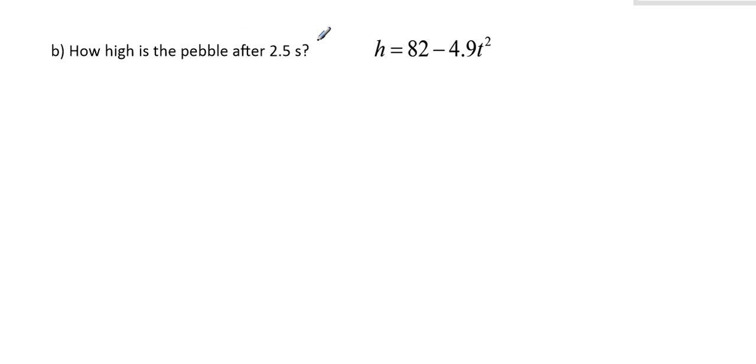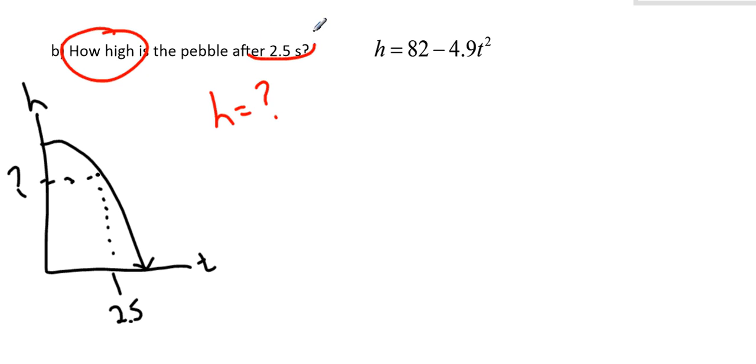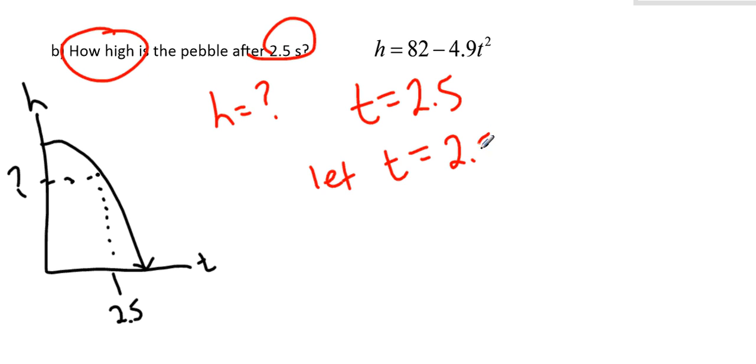How high is the pebble after 2.5 seconds? So again, thinking about the situation in this question, here's what's happening. And somewhere, presumably, 2.5 seconds later, what is the height? So is it close to the bridge still? I mean, we might even get a weird answer like, well, maybe it only took 1 second to fall, so it's actually a negative weird answer. However, what we know is that we're looking for height. Height equals, I don't know, and time must be 2.5. So we're going to let t equal 2.5, and we're going to figure out what the height is.